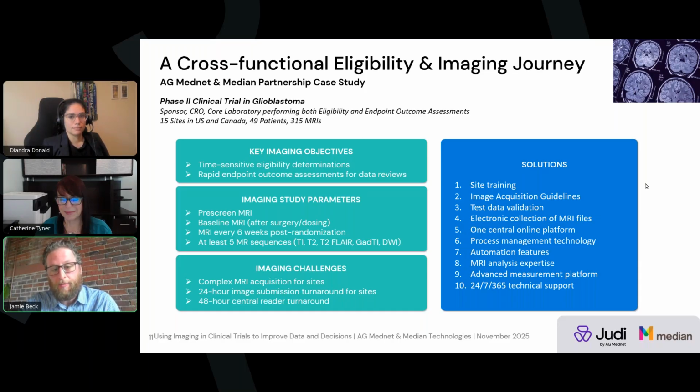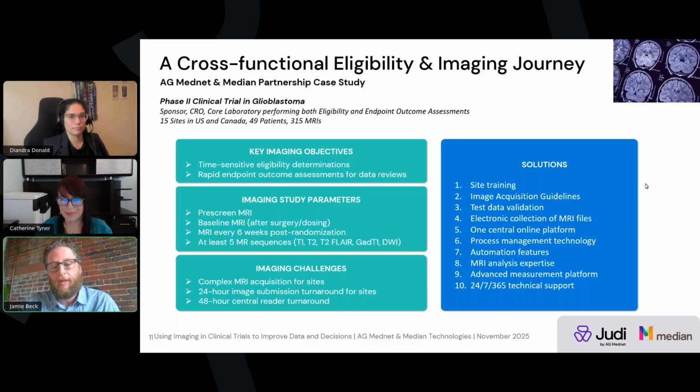During project startup, Median provided the sites with a detailed image acquisition guideline, and all of the training materials, including these guidelines, were stored in Judy for ongoing reference by the sites. Sites uploaded electronic MRIs directly into the browser-based Judy platform, which ensured that tight turnaround for MRI submission was met and eliminated courier costs for exam transmittal. Any issues with site uploads were quickly addressed by both Median and AG MedNet's 24/7, 365 technical support.